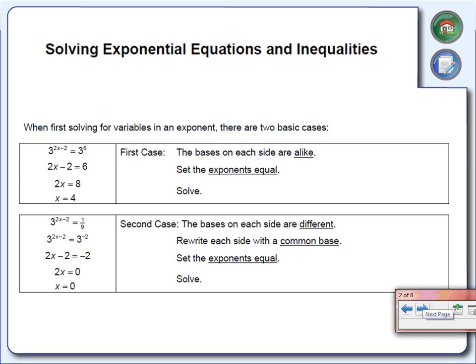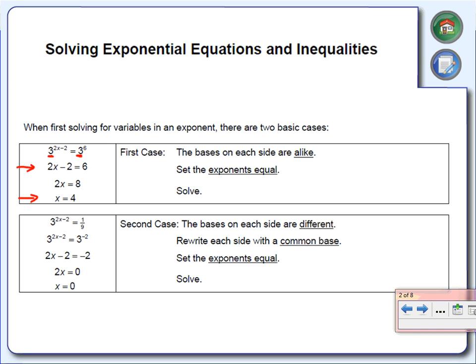First thing I want to point out on the first example is that the bases on each side are alike, meaning that this is a 3, this is a 3. This is the base that they're referring to. Notice how they're exactly the same. And what we found out yesterday is if those bases are the same, then we can take the two exponents and set them equal to each other, which is exactly what they did here. They took the two exponents, set them equal to each other, and from there it's just a matter of solving the equation, which in this particular case, if we solve that equation, we end up with a 4. However, we can only do this if the bases are the same.